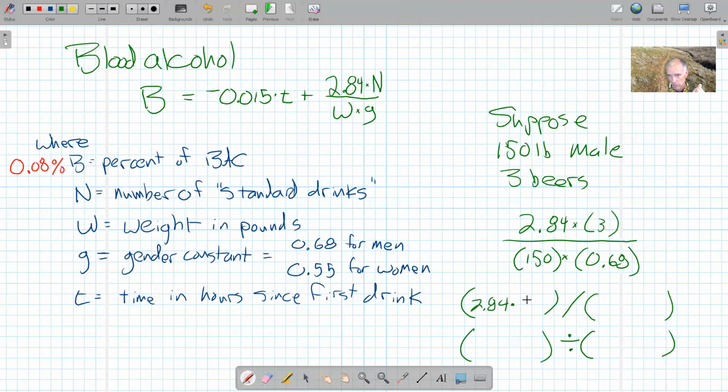2.84 times 3, and then the denominator is 150 times 0.68, and same thing down here would look the same. 2.84 times 3, 150 times 0.68. So on a lot of calculators, you have to put the denominator and the numerator in parentheses if they're more than just a single number. Okay, and here I have a multiplication in the top, multiplication in the bottom. Parentheses are essential. Otherwise, you're not going to get the right answer. Let's check to see what this fraction is for this person with 3 beers.